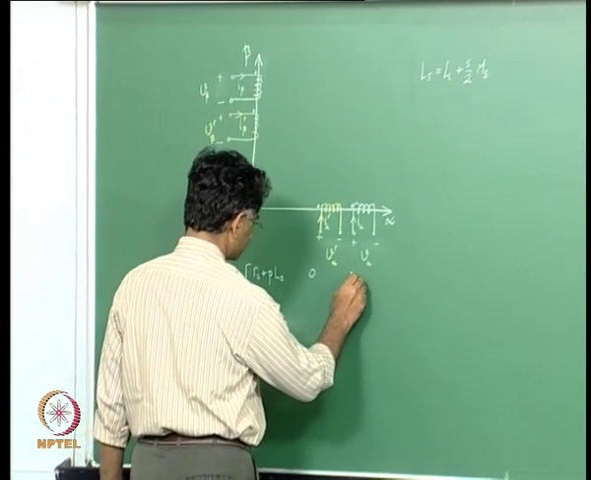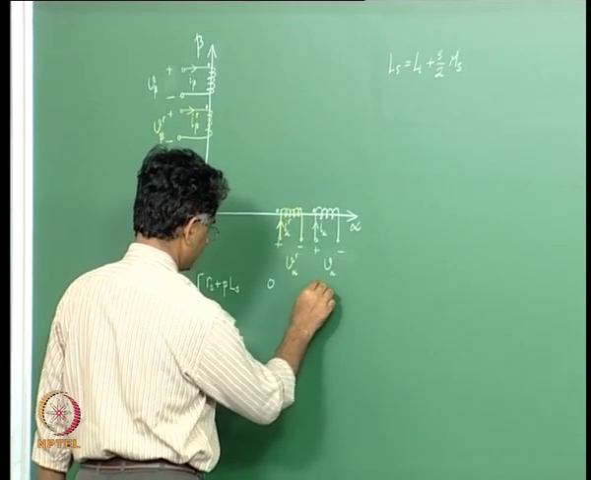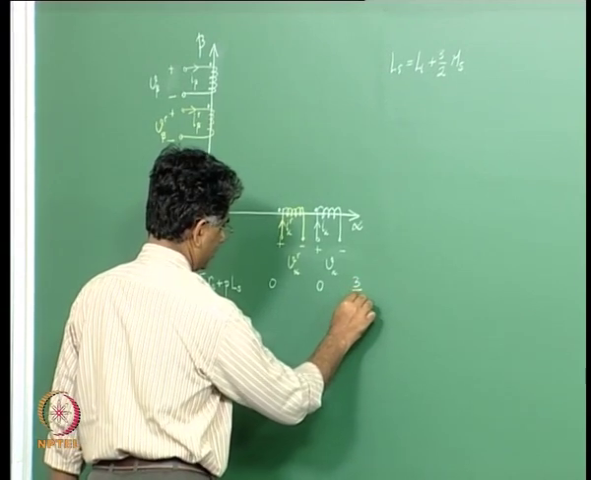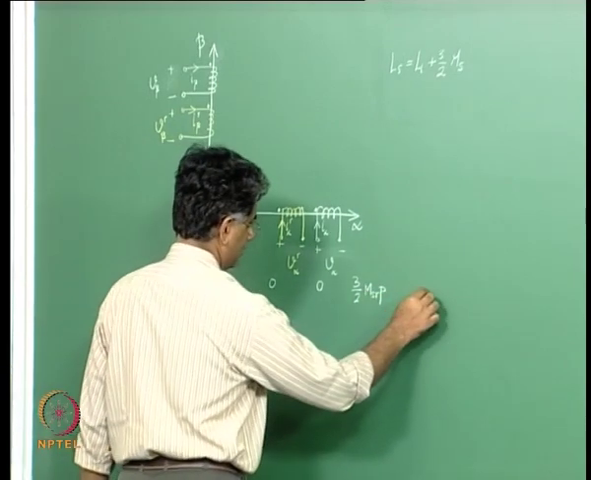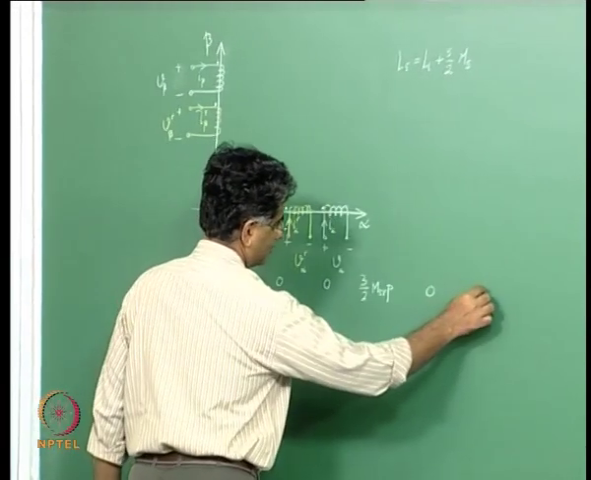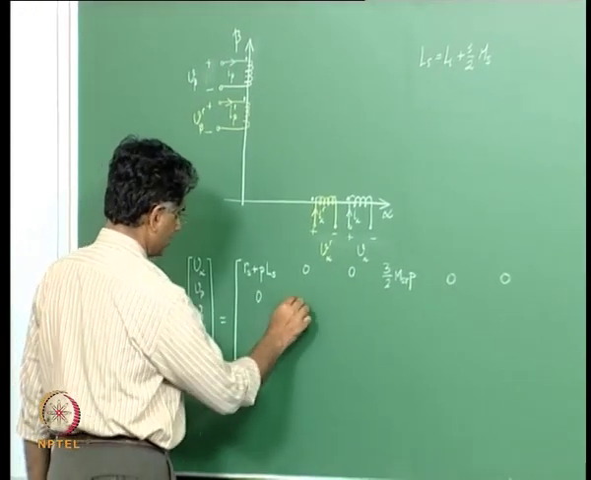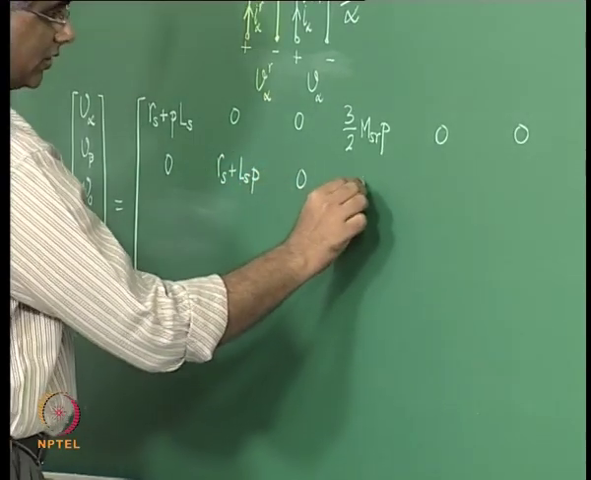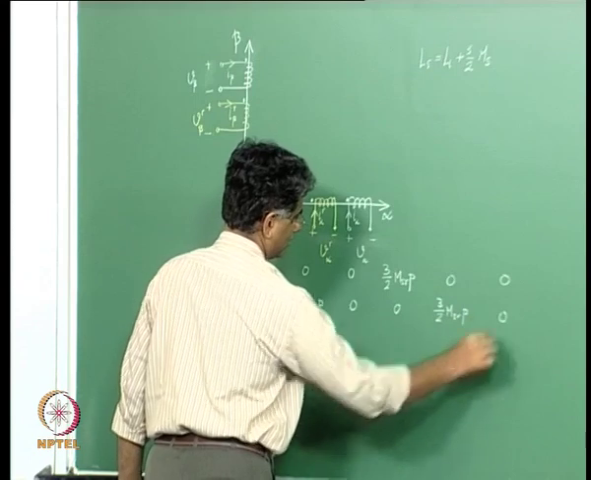And then between the 0 sequence component, that is also 0, and then between the stator and the rotor, you have 3 by 2 times MSR P, and then 0 for Vr beta, and then the last term is again 0. In the second axis we had 0 here, and then Rs plus Ls into P, 0, and then 0 here, this is 3 by 2 times MSR into P, and then 0.